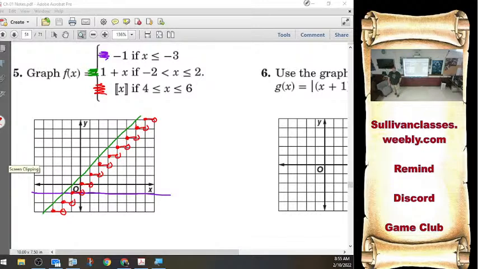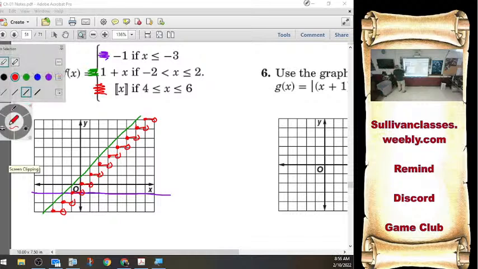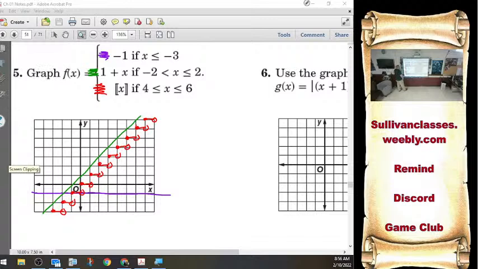All three graphs in the same spot. I only care about green, less than or equal to -3. So back there. The rest of green goes bye-bye.